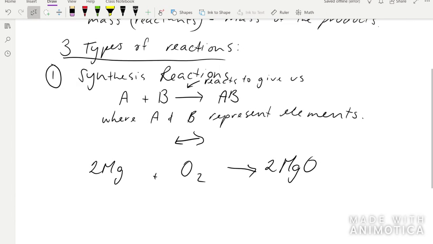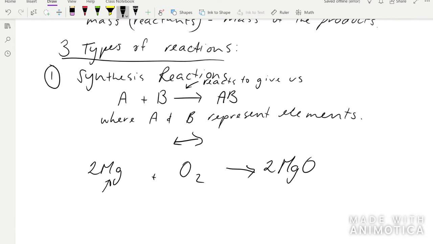So this means we have a metal element plus a non-metal element gives us a compound. So this is when magnesium metal reacts with oxygen gas and it gives us magnesium oxide.